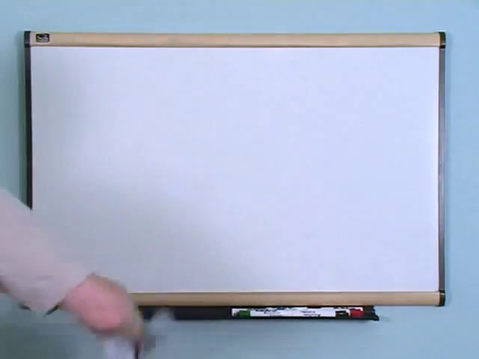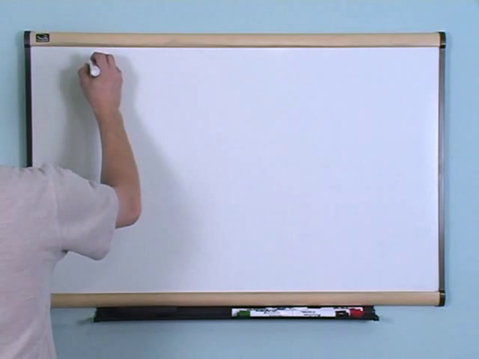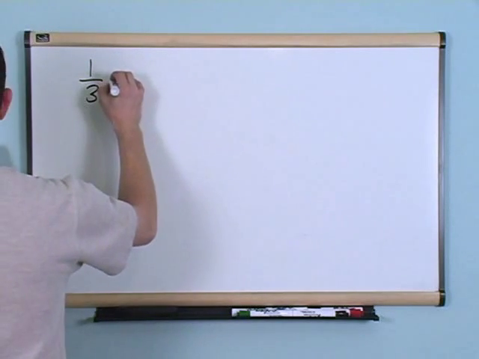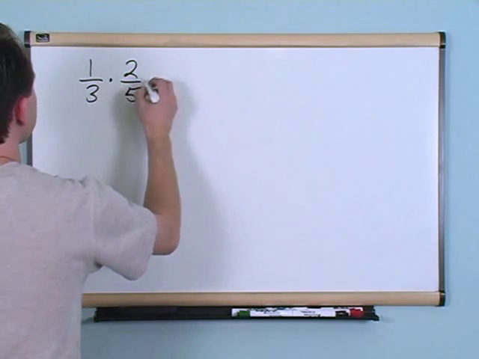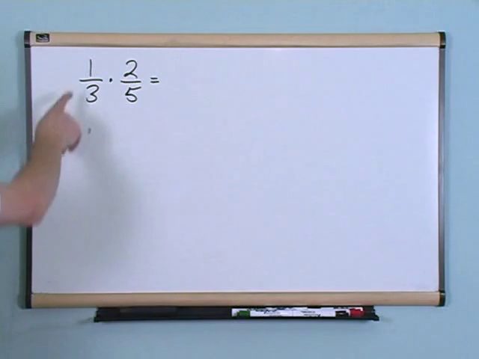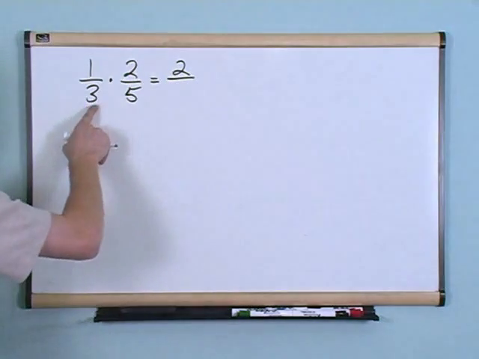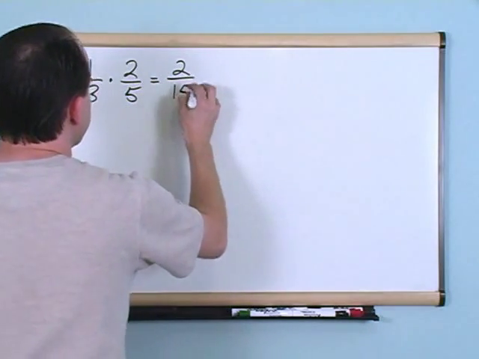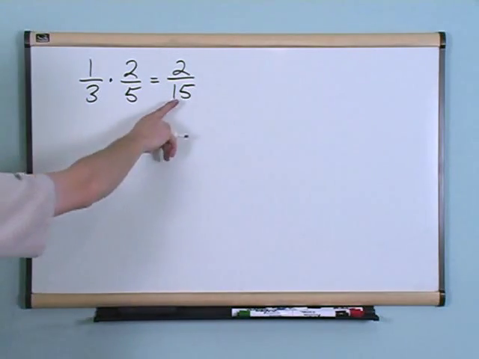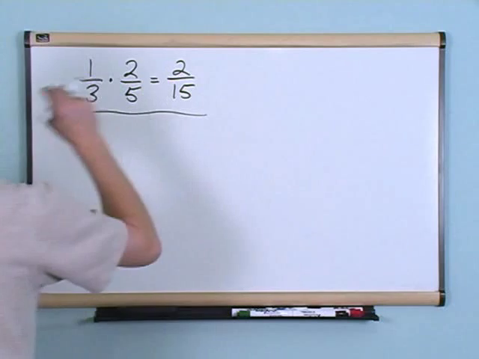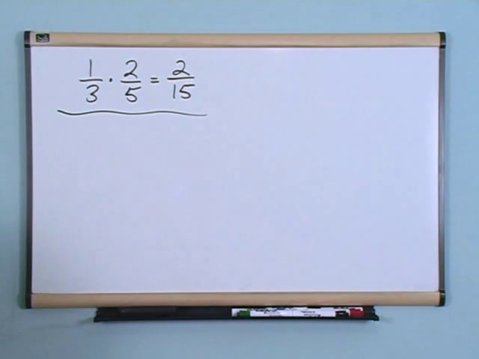And what we're going to do now is we're going to work a bunch of problems, and we're not going to draw any more pictures. We're just going to kind of work through a bunch of problems to get some practice. What if you had 1/3 times 2/5? How would you do that? Multiply the top. 1 times 2 gives you 2. Multiply the bottom. 3 times 5 gives you 15. And don't forget to always check and see if you can simplify this. And in this case, you can't simplify that anymore, so you're done.